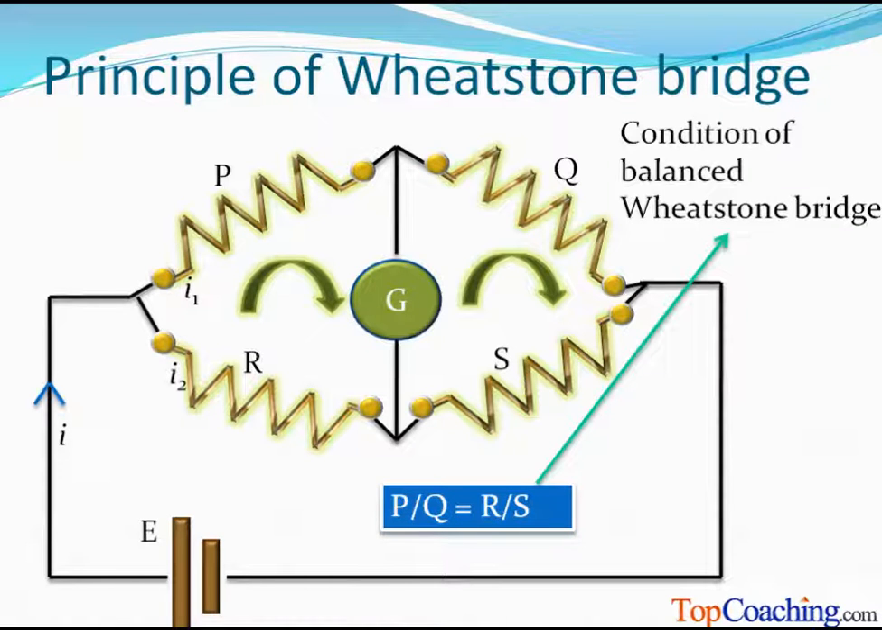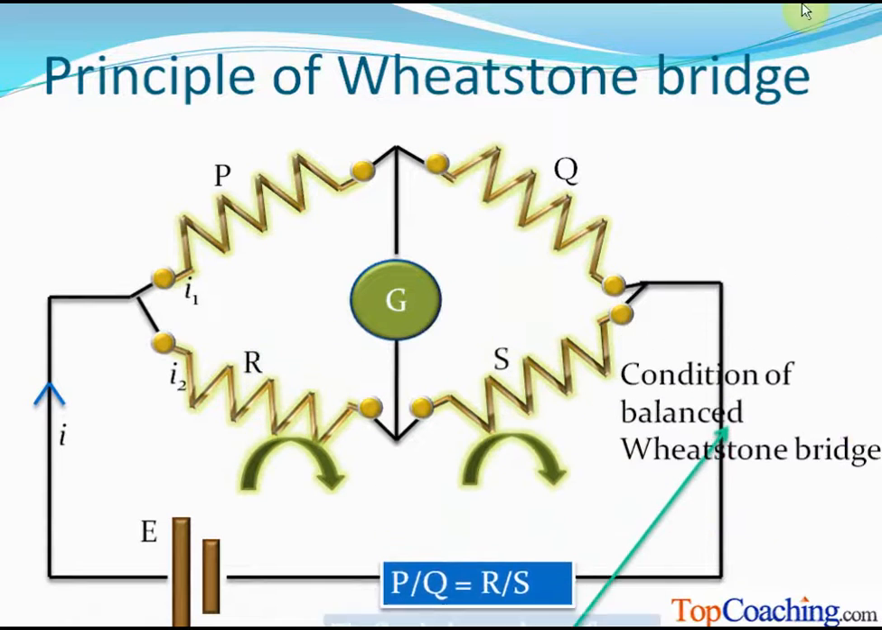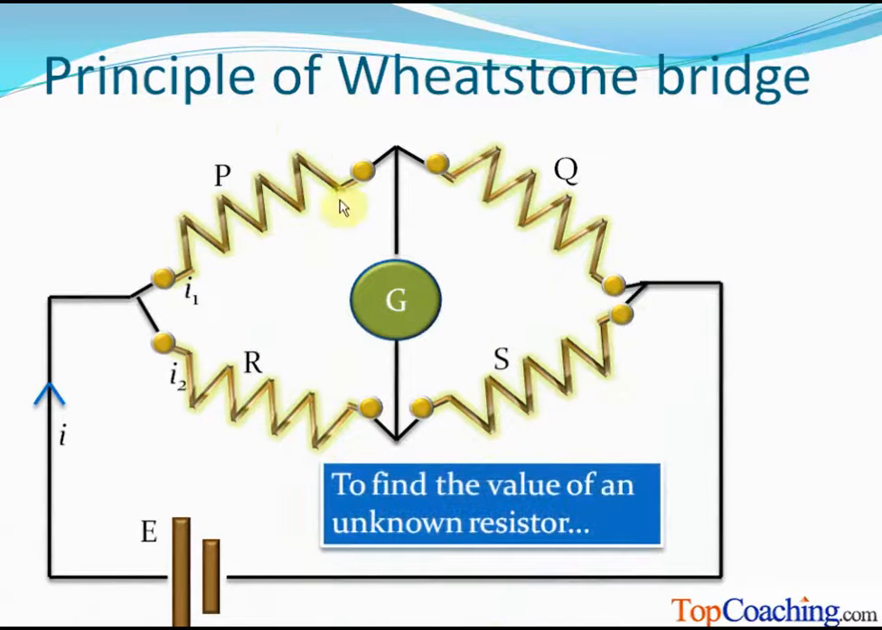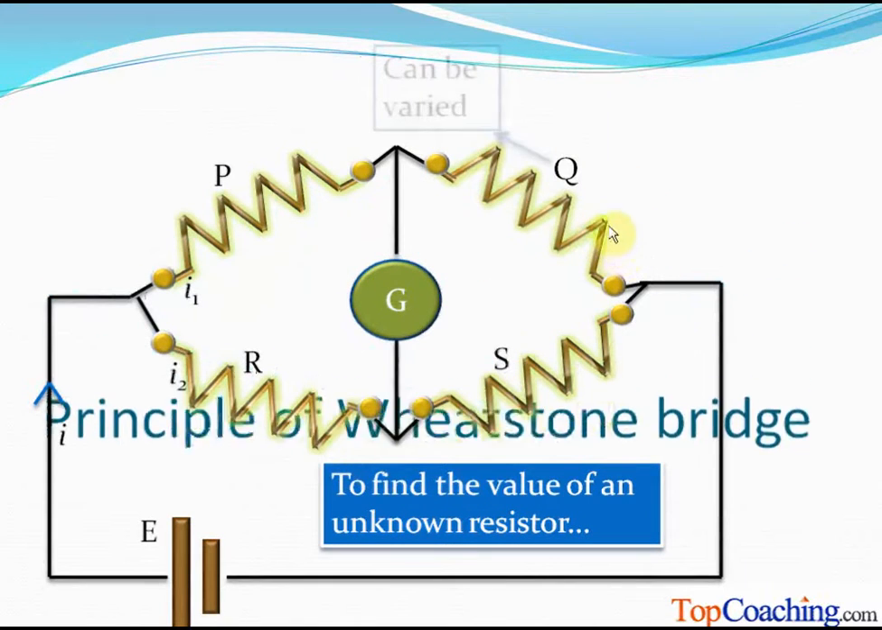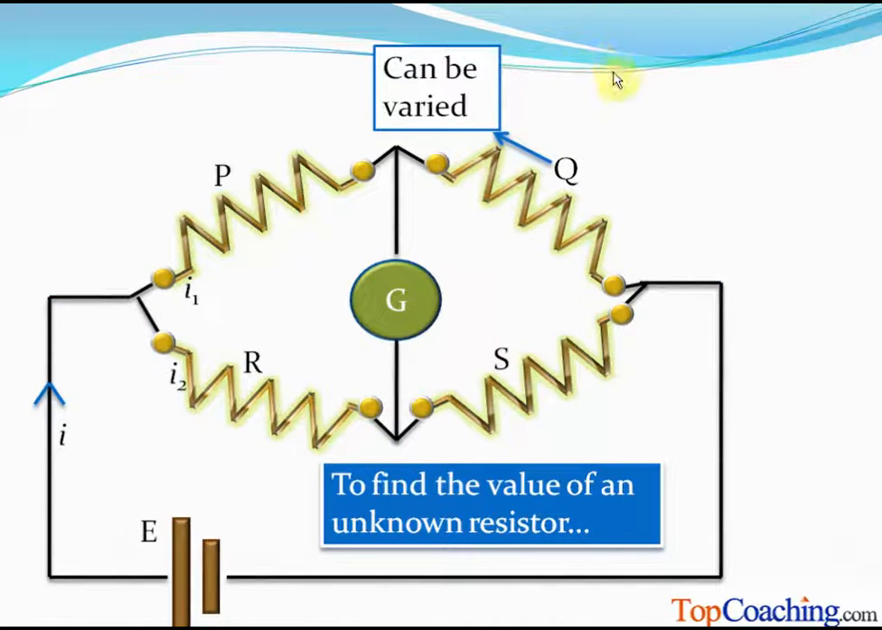Interesting, isn't it? The principle of Wheatstone bridge is sometimes used to calculate the value of an unknown resistance. So let's say you have an unknown resistance P. This P here is unknown, and let's say R and S are known. Now we take Q as a variable resistance. R is a fixed resistance that is known, S is a fixed resistance that is known, and Q is taken to be a resistance that can be varied.